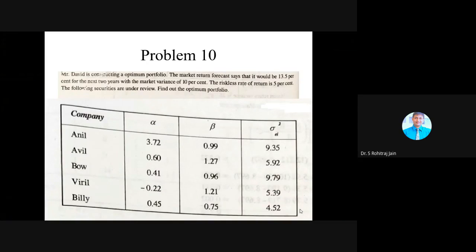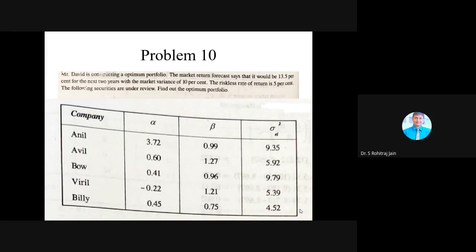Students, the market return forecast says that it would be 13.5% for the next 2 years. The market return forecast. So what is that market return? Symbolically, how do we write that as market return? Yes, anybody? RM is equal to 13.5%, what they have given.